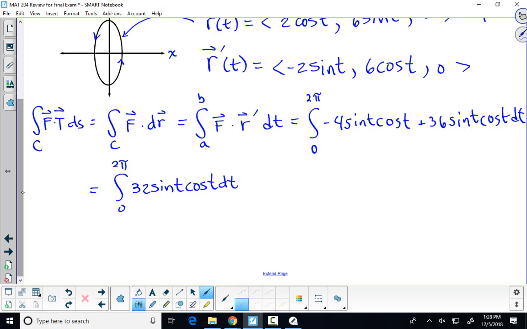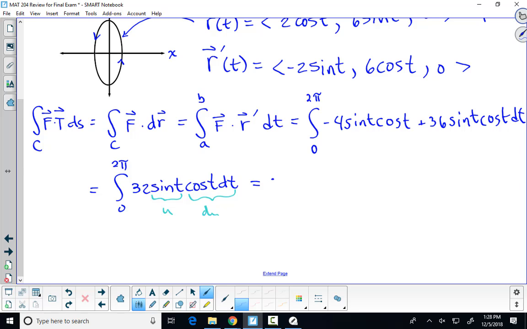Okay, so if we integrate that with respect to u sub, this is u, this is du, and we would just get u squared over 2. So that's probably the simplest way.